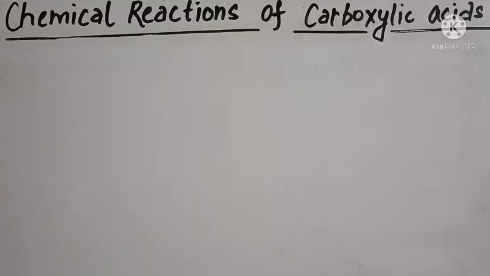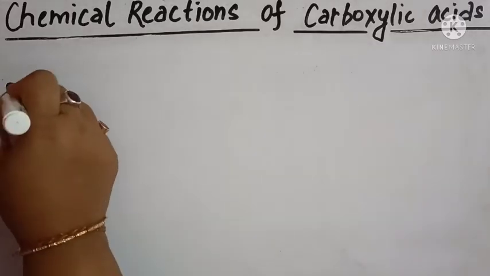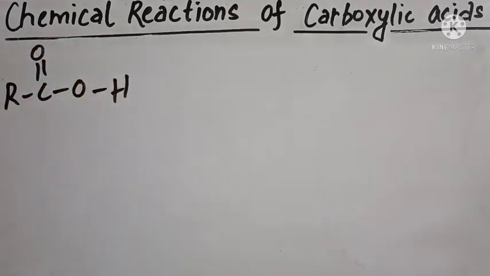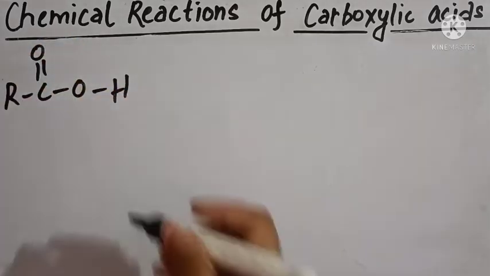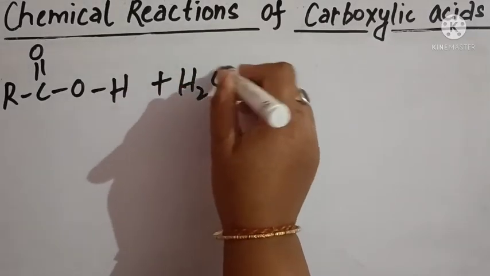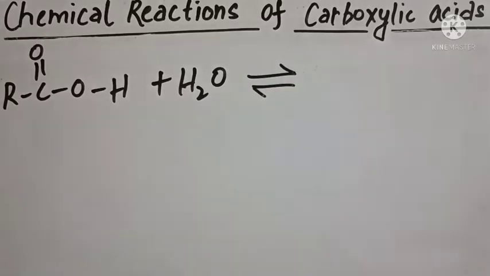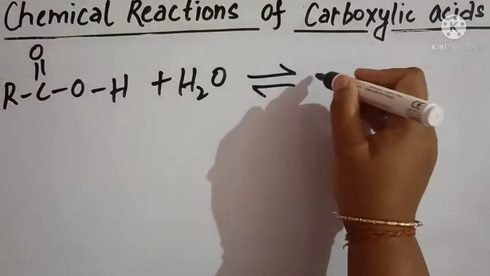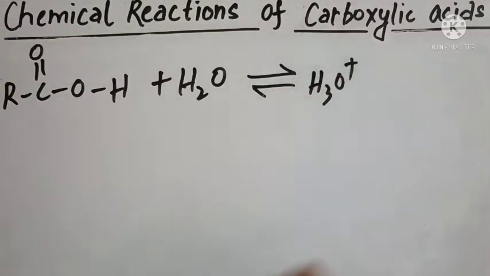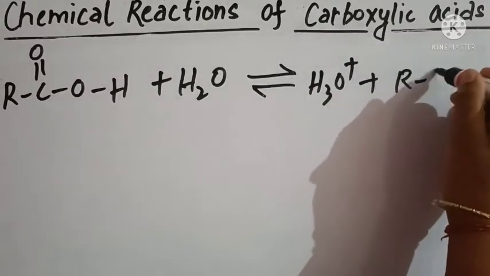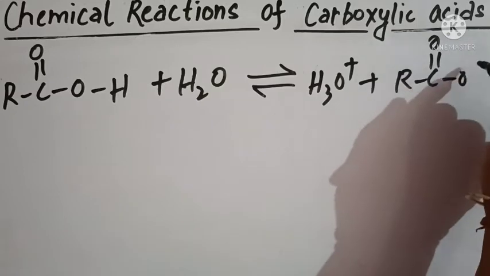Let us see how the carboxylic acid dissociates in water. As it contains an acidic proton, in water it will dissociate to give the H3O+ ion along with the carboxylate ion, that is RCOO minus, written as RC double bond O, O minus.